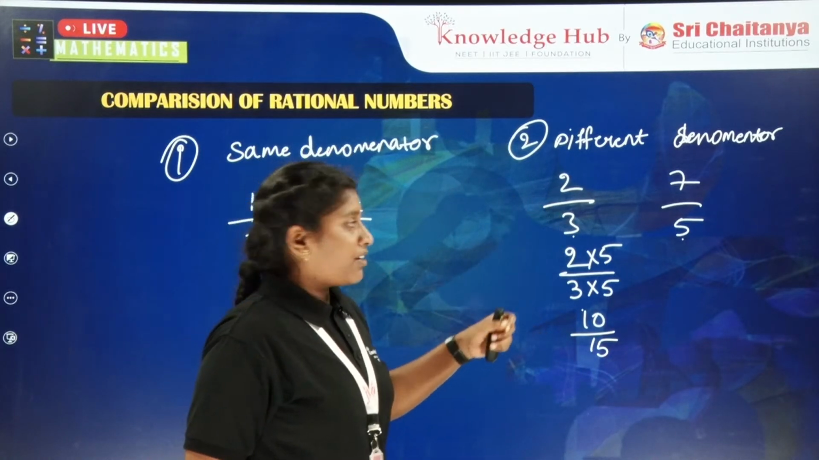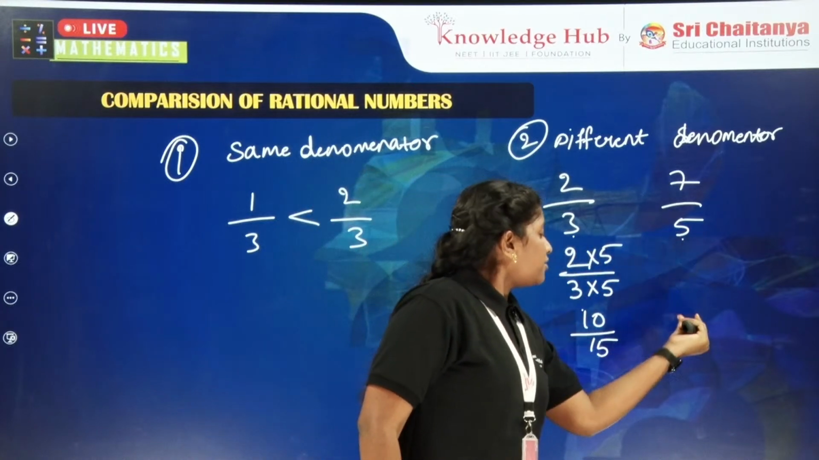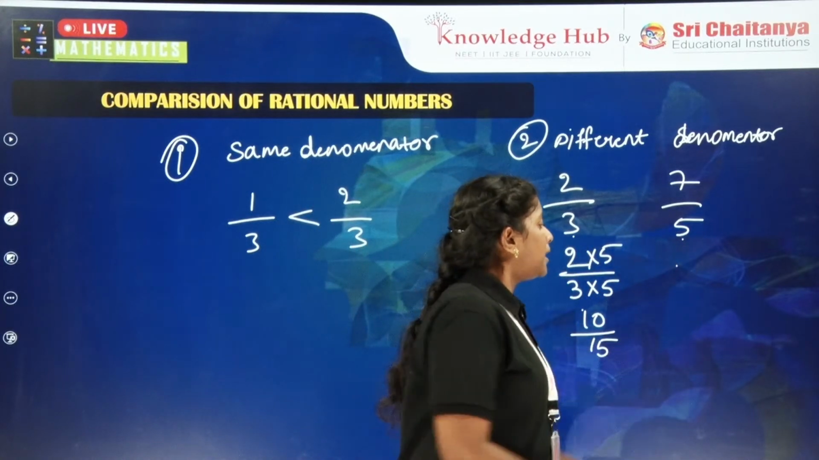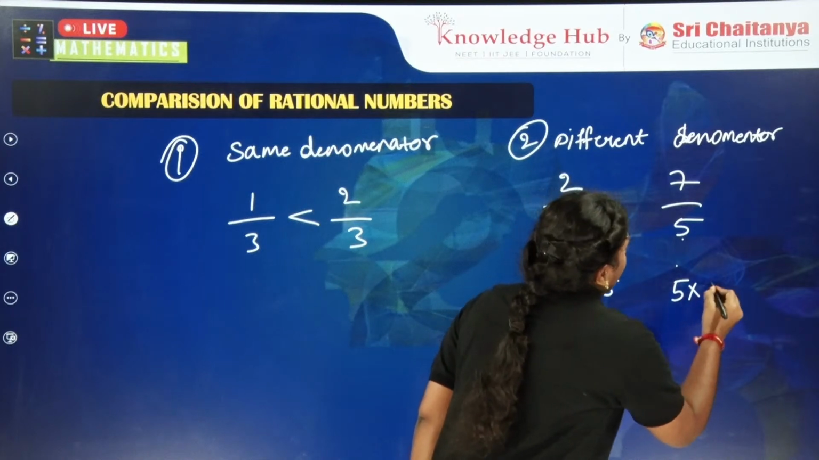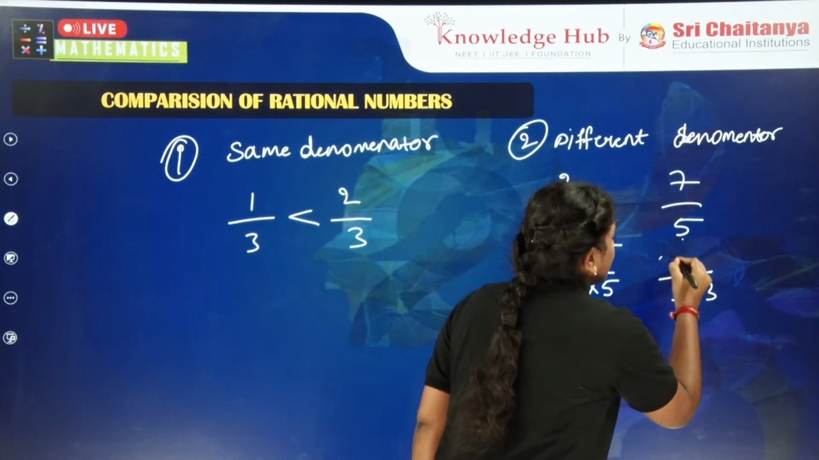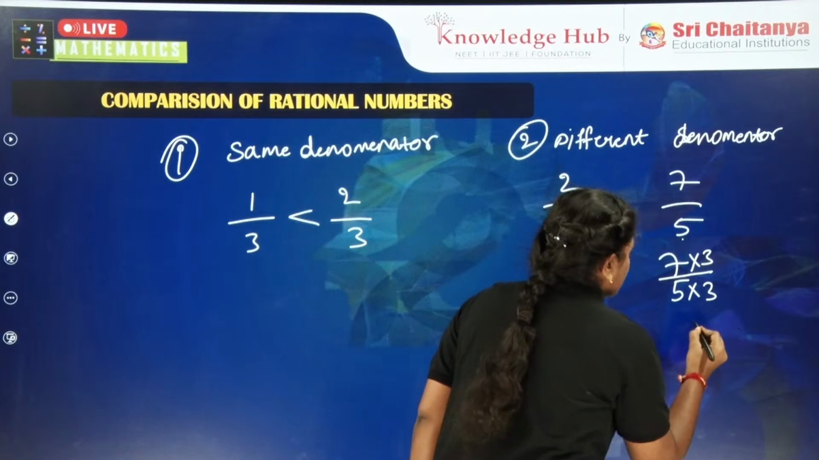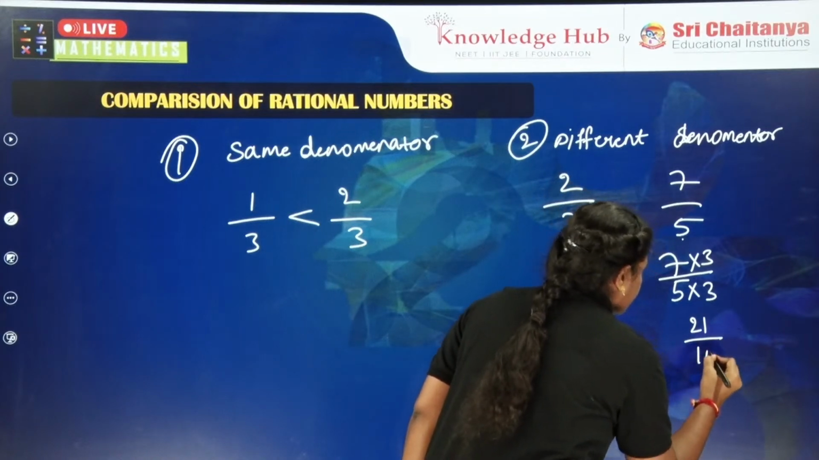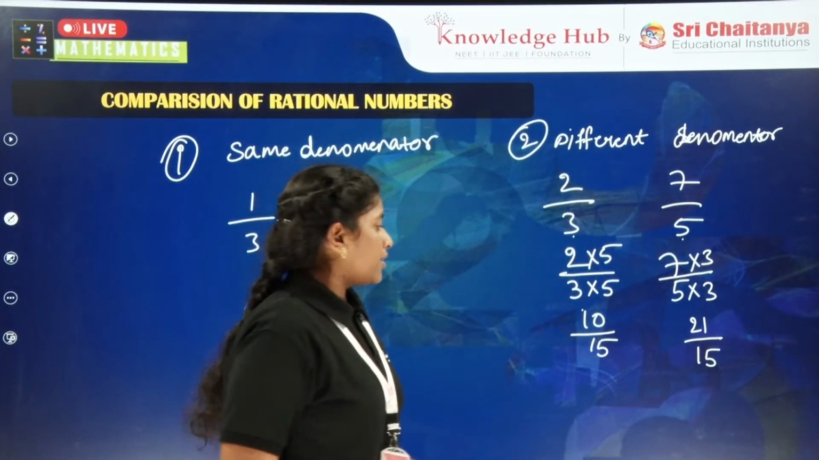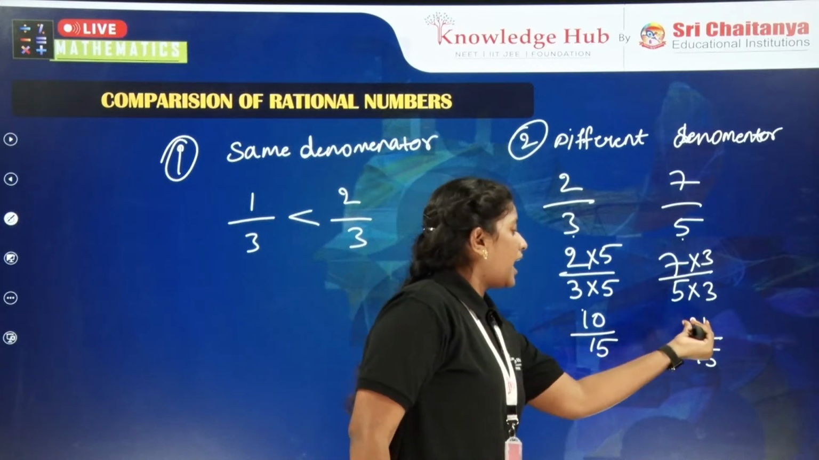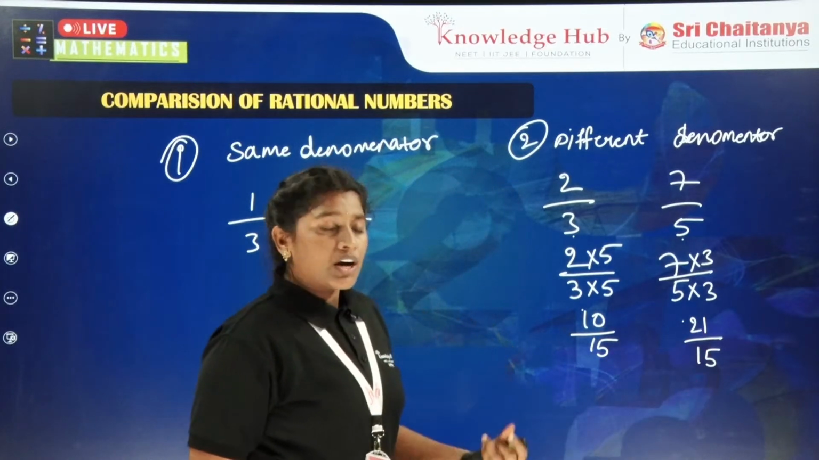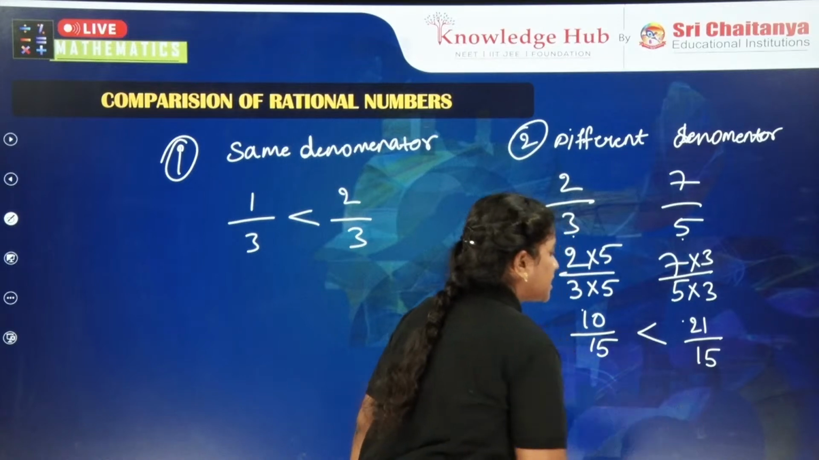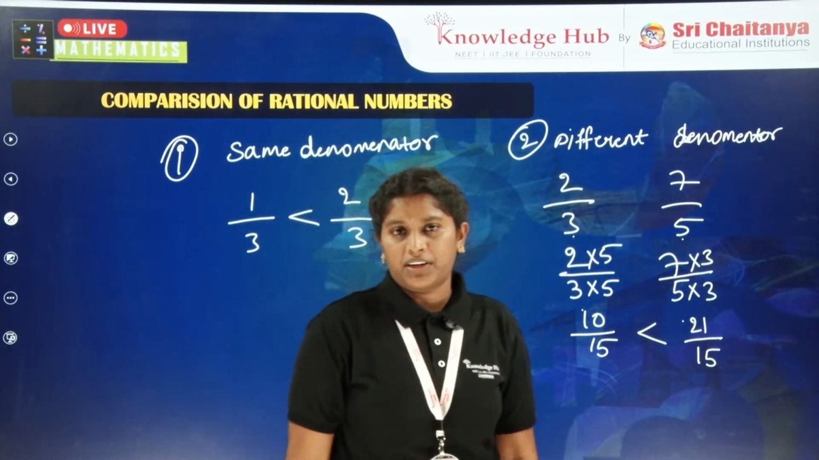Now moving to the next, 7 by 5. I have to convert my 5 into 15, so 5 is going to be multiplied by 3. As we are multiplying 5 by 3, we have to multiply 7 by 3, so it will become 21 by 15. Now if we compare, we have 10 by 15 and 21 by 15. 10 by 15 is less than 21 by 15.